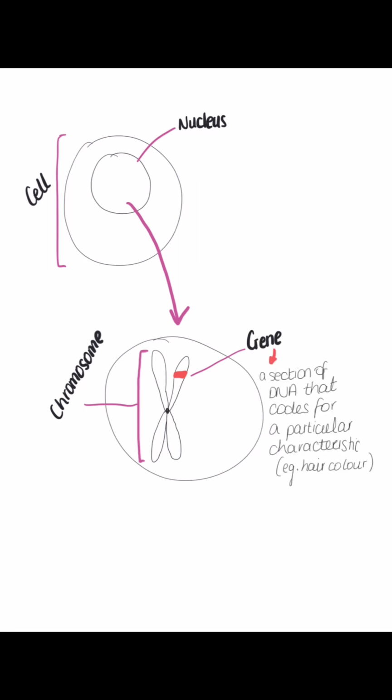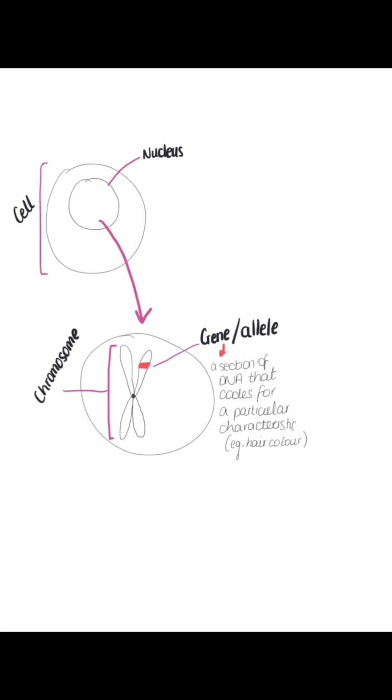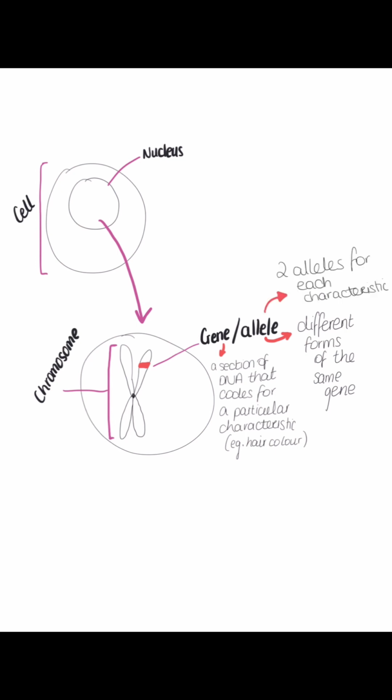Genes can also be called alleles. By definition, an allele is a different form of the same gene. Each organism has a maximum of 2 alleles for each characteristic. For example, a person with brown eyes could have 2 brown eye alleles, or could have 1 brown eye allele and 1 blue eye allele.